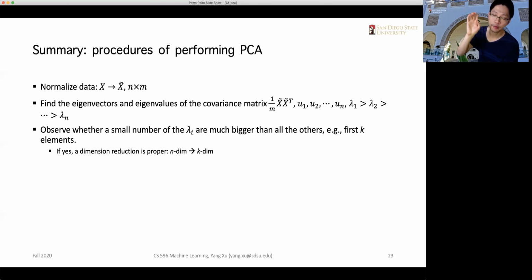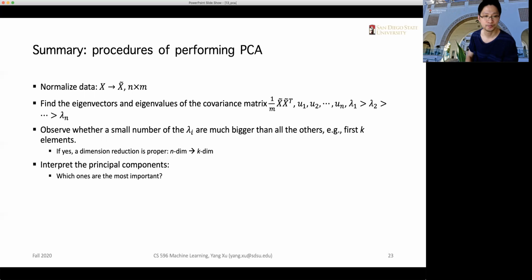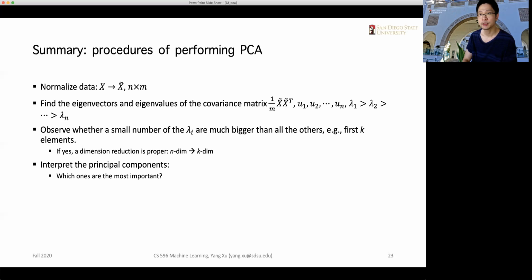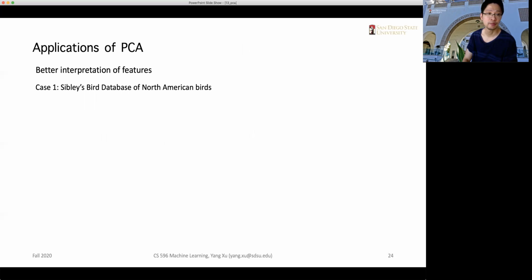And then we can observe whether a small number of eigenvalues are much bigger than the others. And those will be our top k elements, the top k dimensions to be selected. In that way, we can reduce the original n-dimensional space to a k-dimensional space. And then we can interpret the principal components, like which ones are the most important. Okay. And next, let's quickly go through some applications of PCA. So the first function of PCA is to gain better interpretation of the original features.